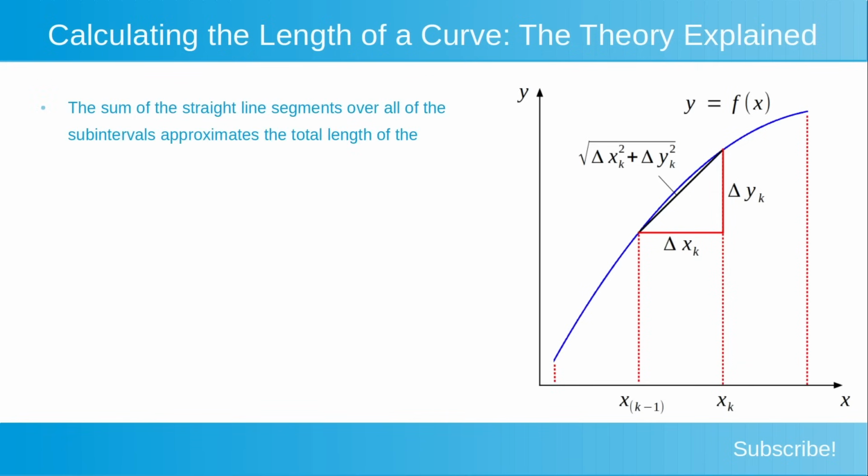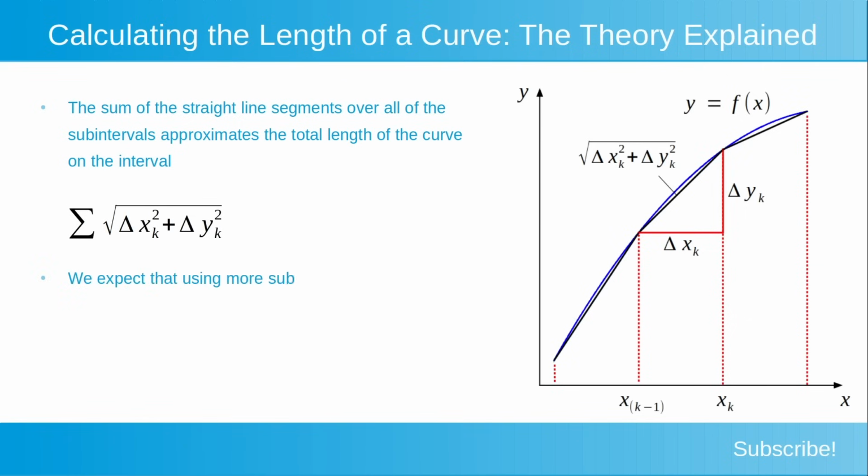The sum of the straight line segments over all of the subintervals approximates the total length of the curve on the entire interval. And we can write this as the sum over all of the subintervals of the square root of delta x_k squared plus delta y_k squared. We expect that using more subintervals with smaller lengths will give a more accurate approximation of the total length of the curve.